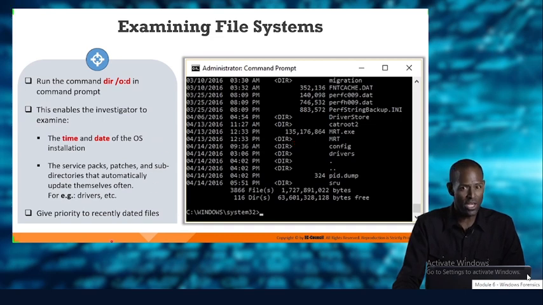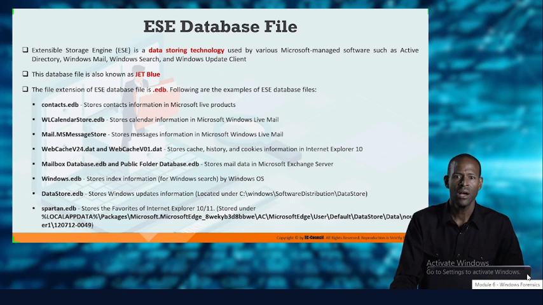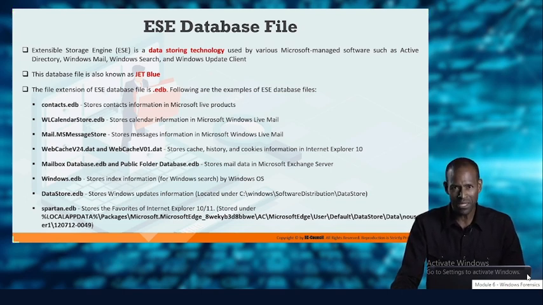What we want to give priority to as an investigator is recently deleted files. That means that the perp is trying to cover his tracks. Now we also look at ESE. ESE is the Extensible Storage Engine, and it's a storage technology that is used in certain classes of database. So if you're using Active Directory, good old Windows Mail, Windows Search, or the Windows Update Client, that certain type of database I was talking about is known as Jet Blue.